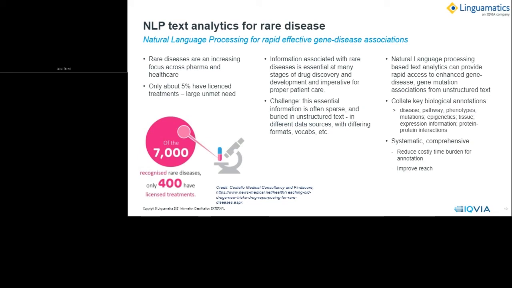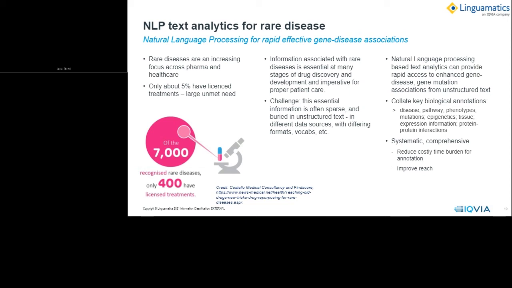Thanks for that, Liz. As Liz said, there is a big problem with rare diseases, and it's becoming an increasing focus across pharma and healthcare. Of those 7,000 that Liz mentioned, only about 5% actually have a licensed treatment. So there's a very big unmet need, as shown in the graphic in the bottom left-hand corner.